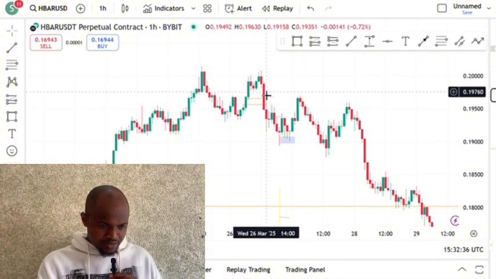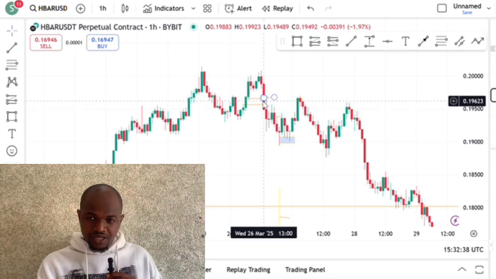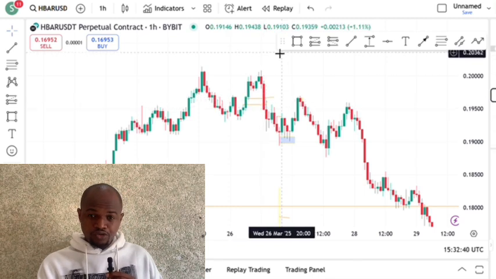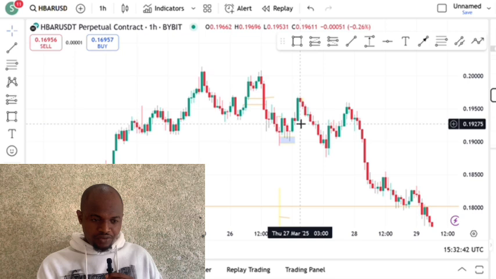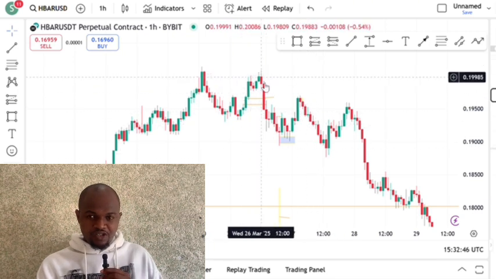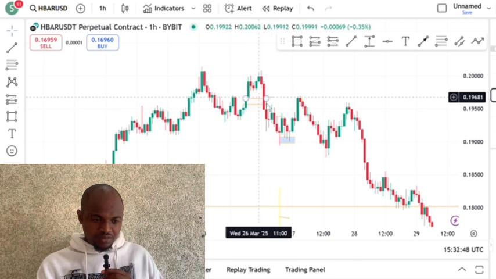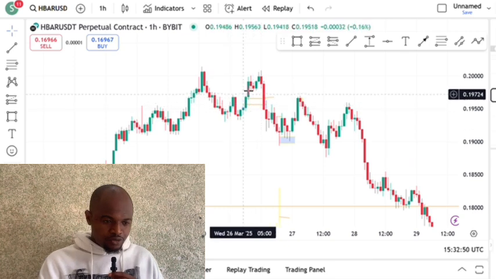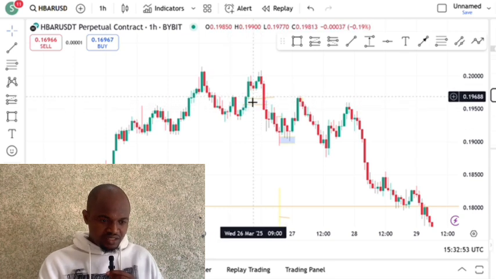So you can see that the market retraced to fill this gap, but the buyers were not strong enough to continue pushing it up, so the market came down further down. All right, but the most important thing is that the market respected the fair value gap rule, came down to tap into the fair value gap. All right, so for this particular example, this is a fair value gap.